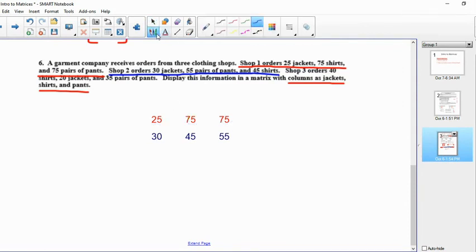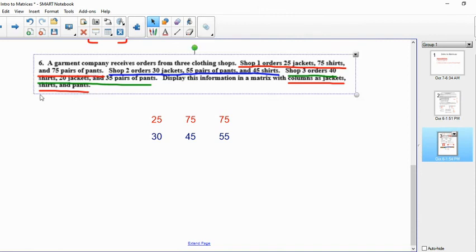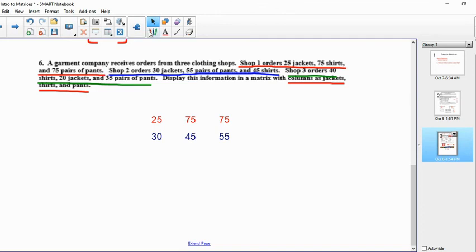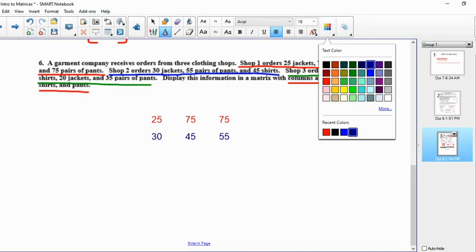Lastly, I have Shop 3. 40 shirts, 20 jackets, and 35 pairs of pants. So let's go through and figure out what numbers and how would those go in my matrix. Again, to try to keep it color coordinated, I'll put it in green.